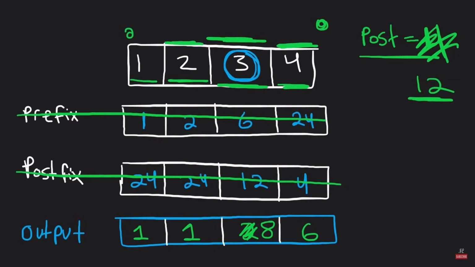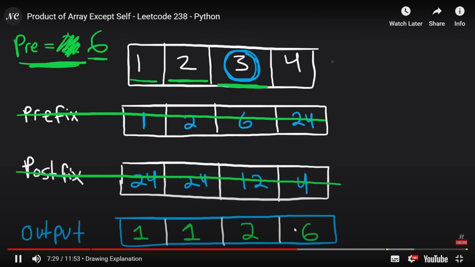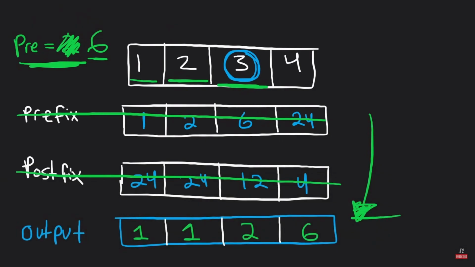So we're going to take our postfix up until this point, multiply it by the 1 that's here. But that value 24 is not going to be put anywhere because clearly we have run out of room to put it, so we don't need to store it in the output.